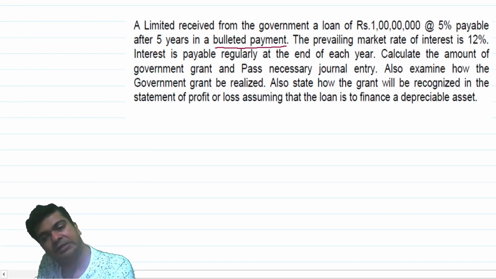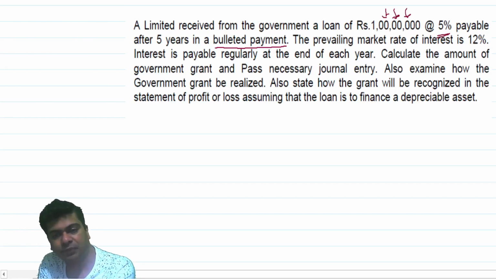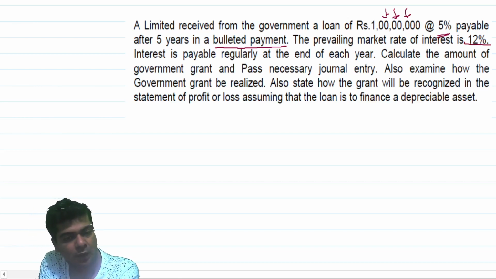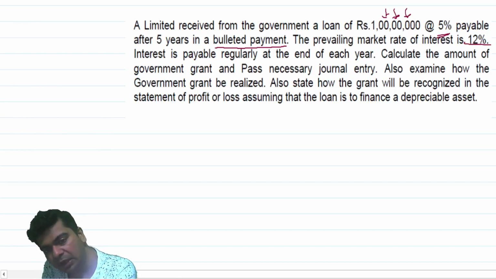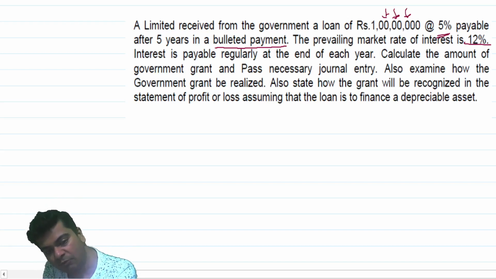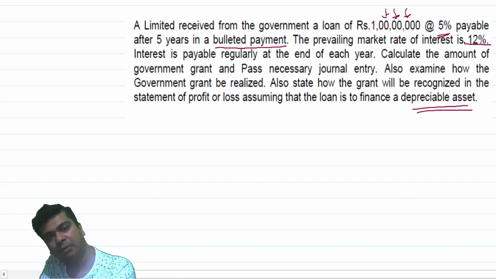Now, government has given us a loan of 1 crore rupees at 5%. The prevailing market rate of interest is 12%. Interest is payable regularly at the end of each year. Calculate the amount of government grant and pass necessary journal entry. Also examine how the government grant be realized. Also state how the grant will be recognized in the statement of profit or loss, assuming that the loan is to finance a depreciable asset.